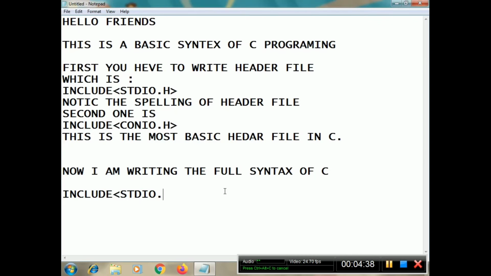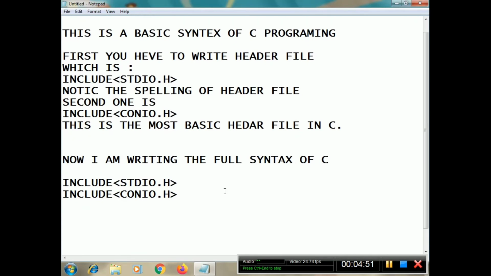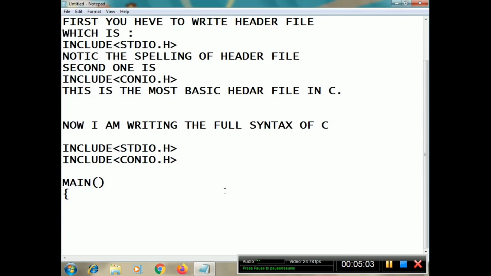Okay, first header file include stdio.h. Second one is include conio.h. Then main. Okay, these braces are very important. Then this has open braces and close braces.